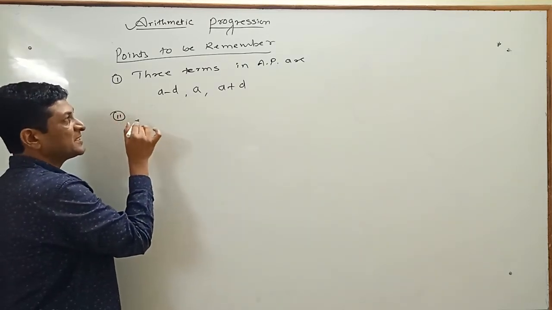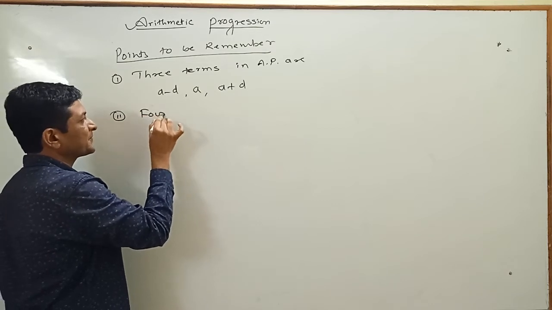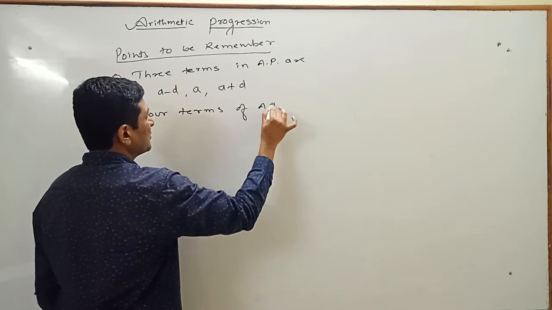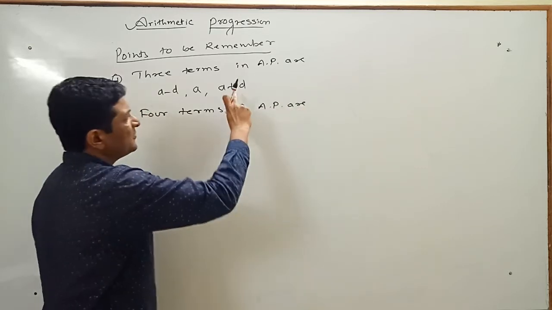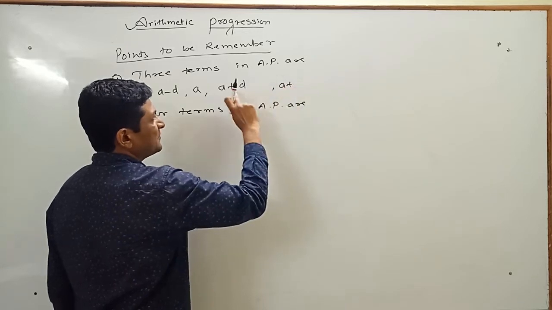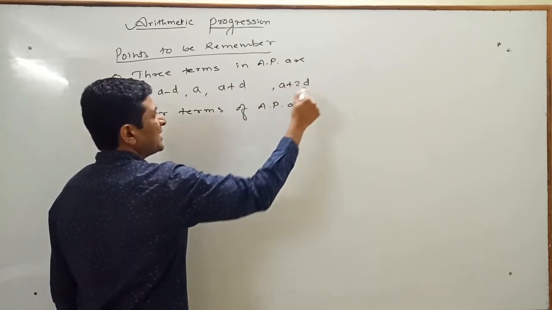Second, if the example is related to four terms of an arithmetic progression. Now, if we are taking its next term, say a plus, if we are adding d into it, what will we get? a plus 2d.